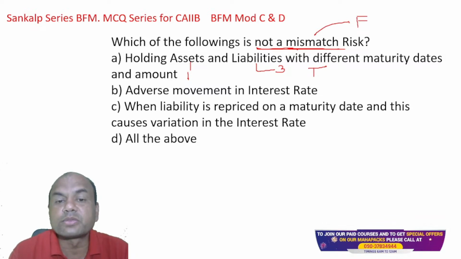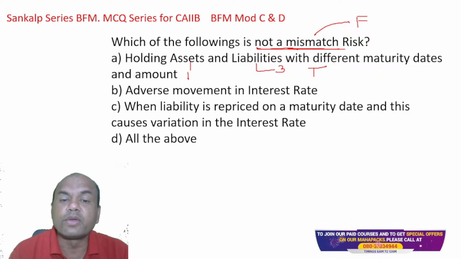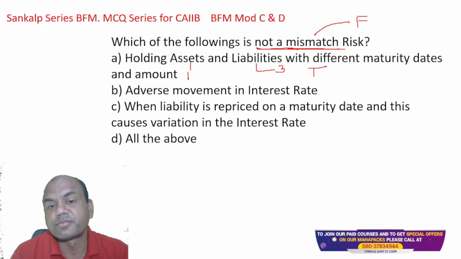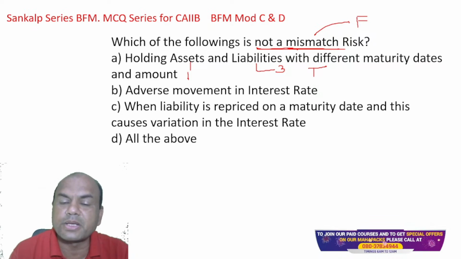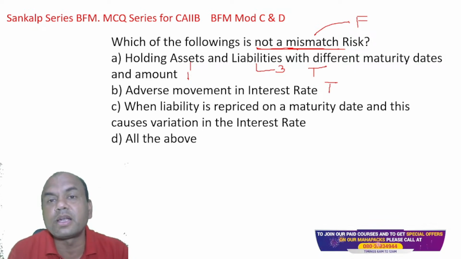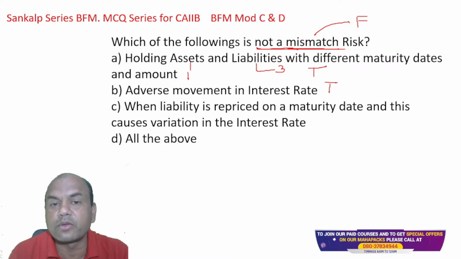T. Adverse movement in the interest rates. So is it not a mismatch? Adverse movement. Yeah. See this. What is C? When the liability is repriced on maturity date and this causes variation in the interest rate. So firstly, tell me about B. Adverse movement in the interest rate risk. Is it not a mismatch or is it a mismatch? It is a mismatch. Why? Because adverse movement in the interest rate risk will definitely affect me. Let's say the same case, asset for 1 year, liabilities for 3 years. If the interest rate moves in adverse directions, it will definitely affect my asset and liability positions or my net profit over here.